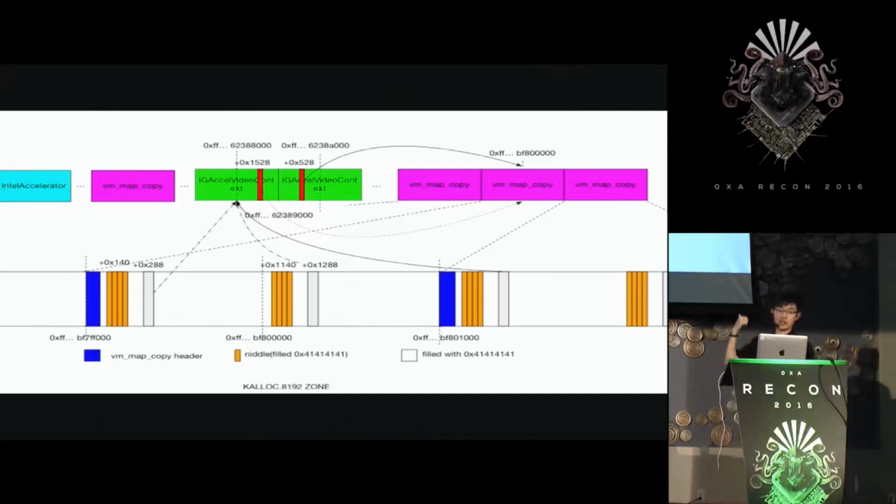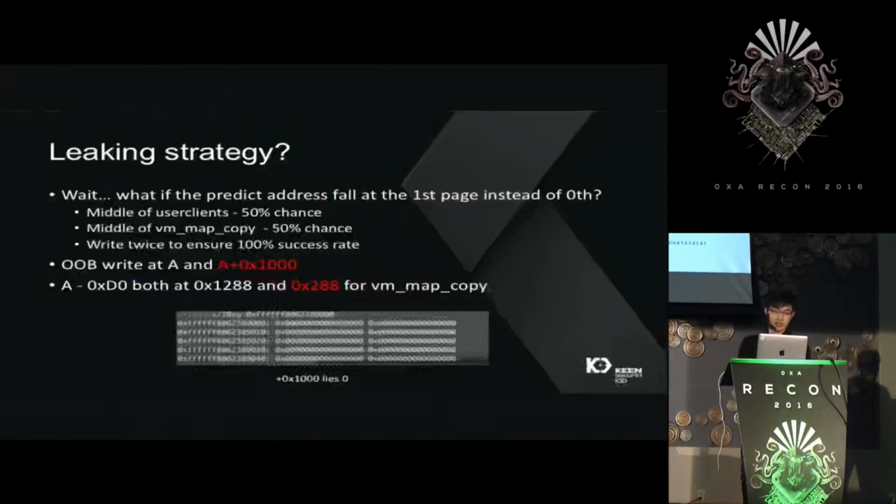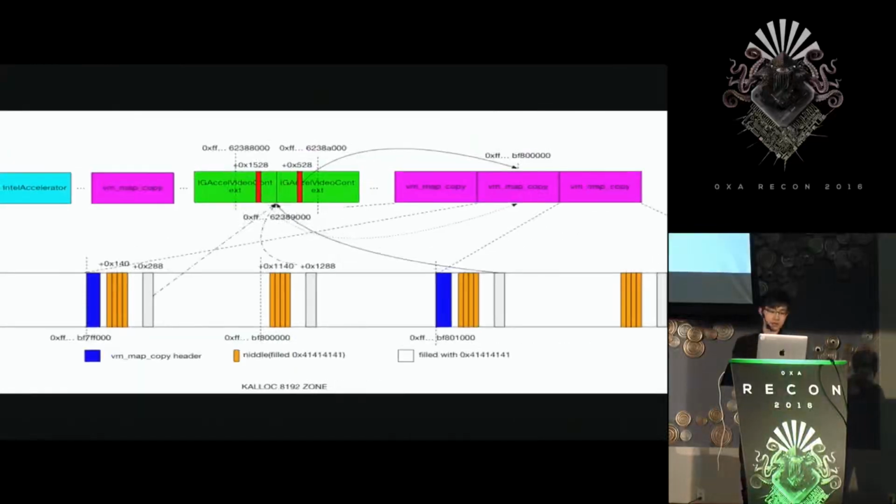Oh, we can see the problem here. If we point it back to address A, we are not reading the table content. We are reading in the middle of the IGXL video context, which means actually it's 0. It's not useful content. So how can we solve this problem?